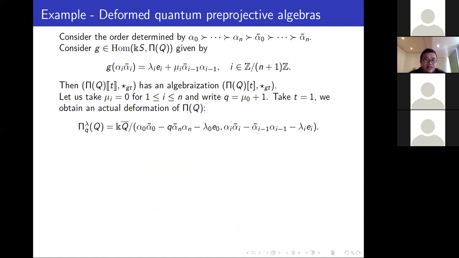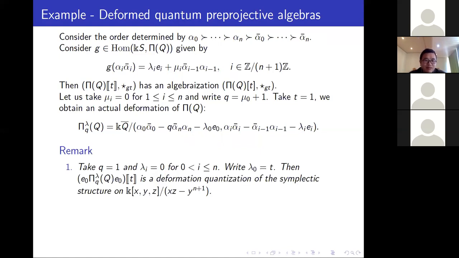And actually, if Q equals 0, then this is just a deformed preprojective algebra, which was introduced by Crawley-Boevey and Holland, and if Q is arbitrary, then it was studied by Martin Clark in his master thesis, and also by Crawford in his PhD thesis. And this algebra is very interesting, I think both in representation theory and also in geometry. Let me give you some remarks, which I think should be interesting.